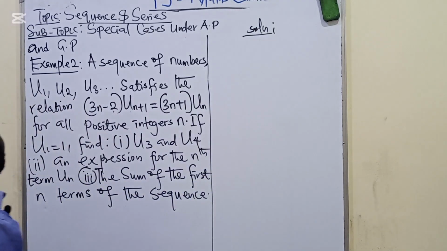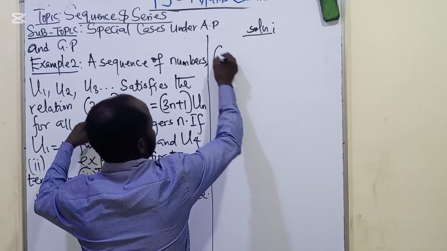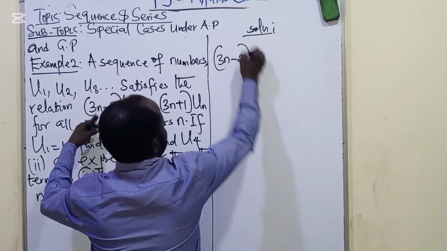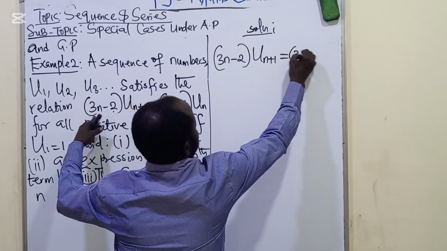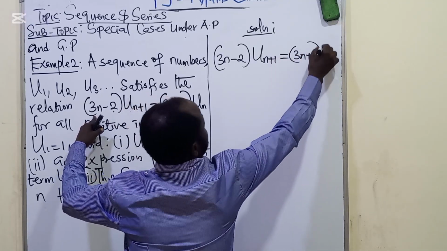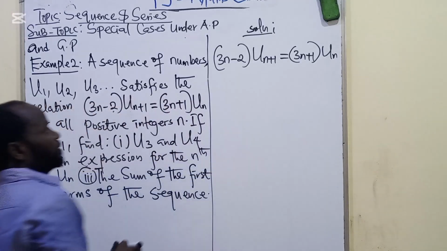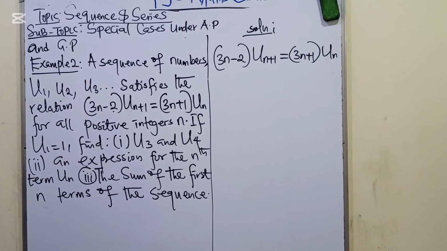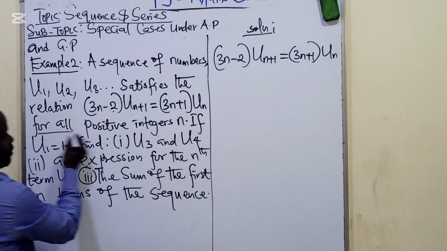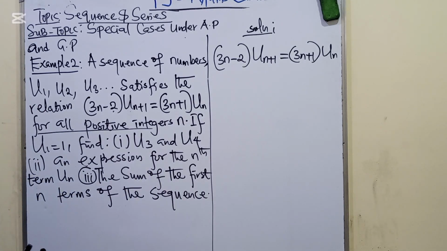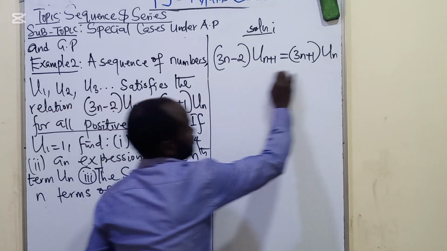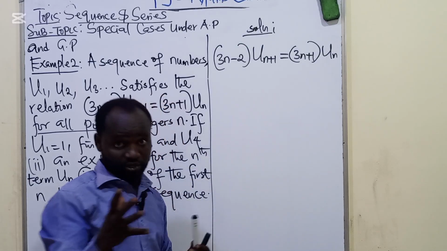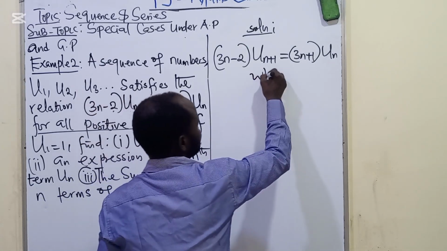The relation that was given is (3n minus 2) multiplied by u(n+1) equals (3n plus 1) multiplied by u(n). So we are told that the first term is 1 and the condition here is all positive integers. Since we know the first term is 1, we substitute n is 1 into this relation. So when n is 1, what are we going to have?